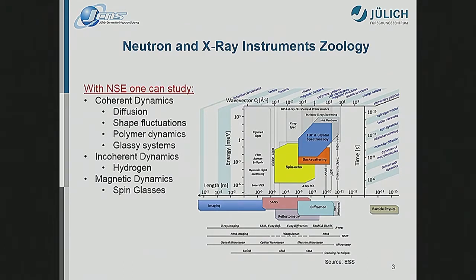So what you can study with NSE is lots of soft matter problems. You can also study motion of hydrogen, and it's even been applied to magnetic systems like spin glasses.